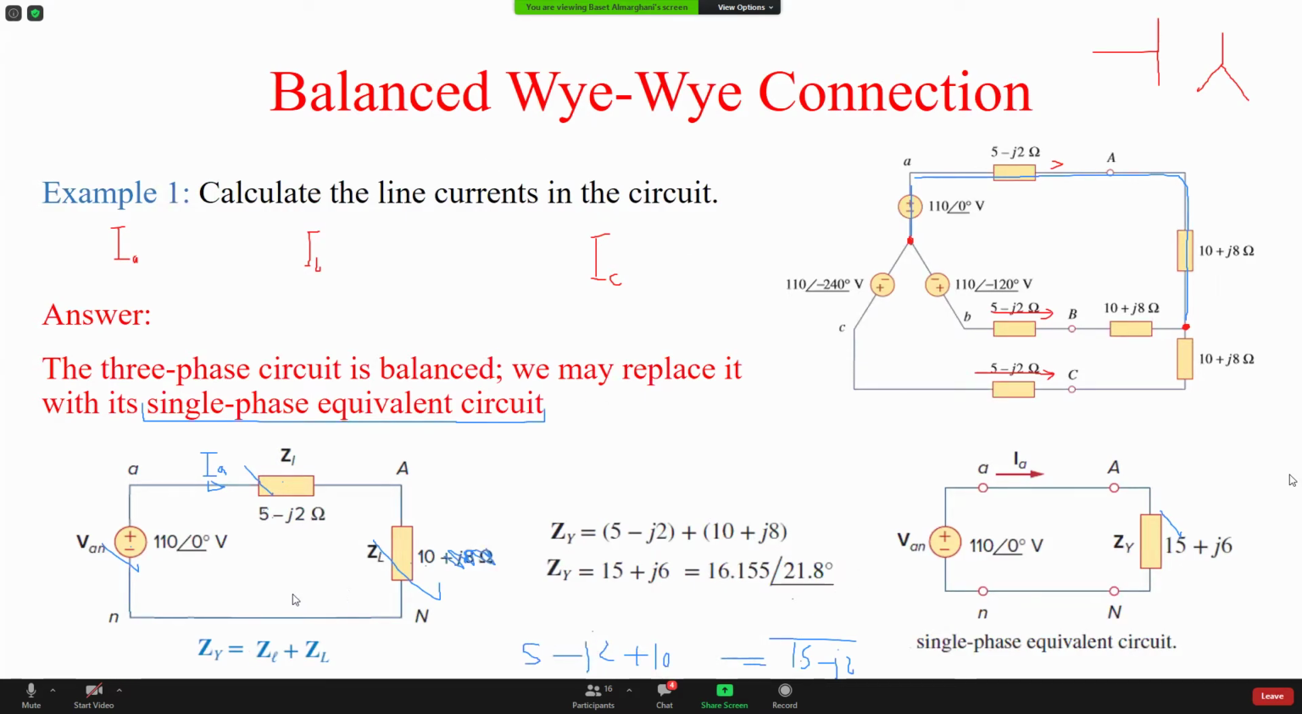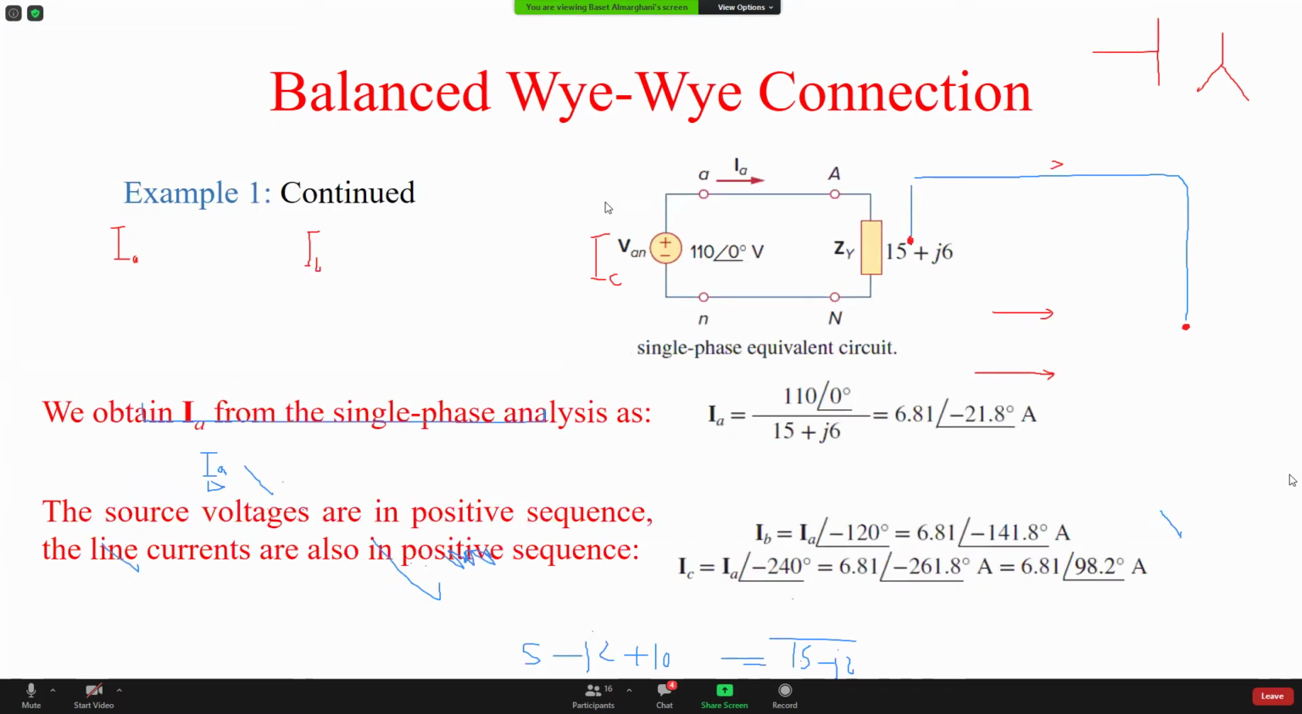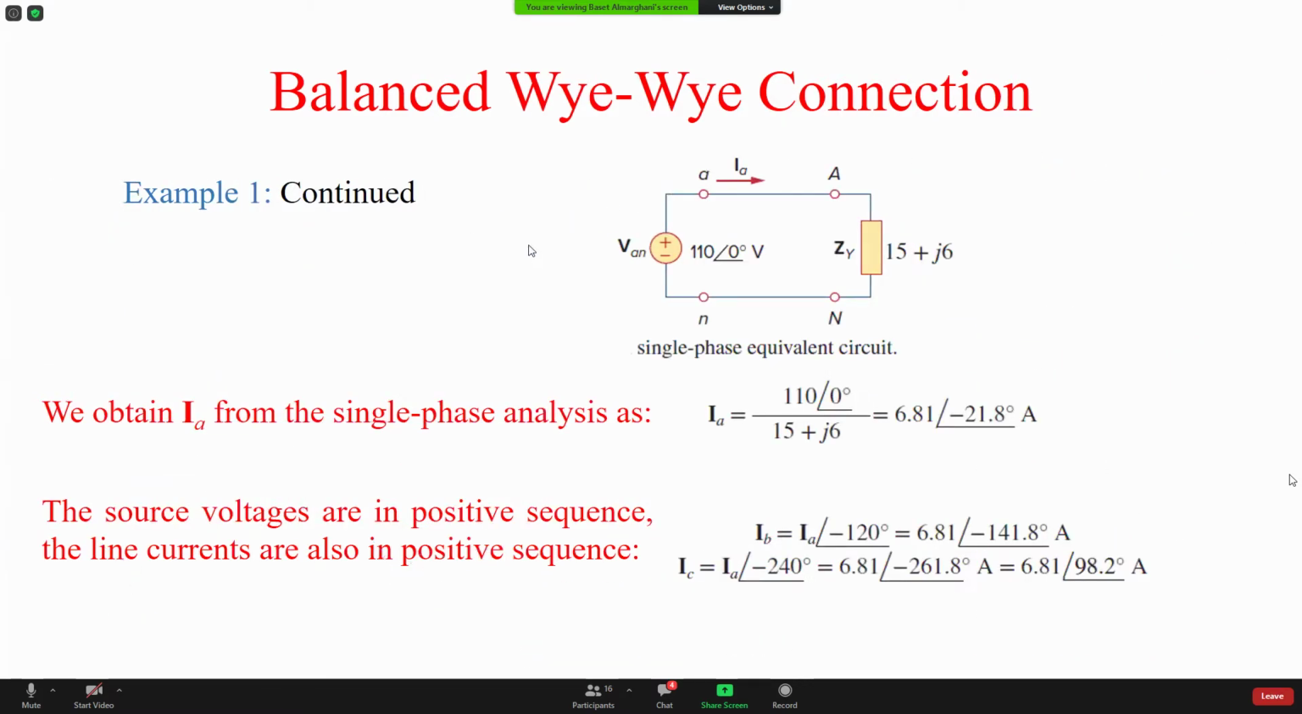Now, we'll continue. This is the circuit I have. The current IA is actually voltage divided by the total impedance. Then I find the first line current. Once I find the first line current, the other currents will be the same magnitude, just phase angle is different. So this is what we have. We take the voltage divided by the impedance, we get the first line current, because this is phase A equivalent circuit, single phase equivalent circuit.